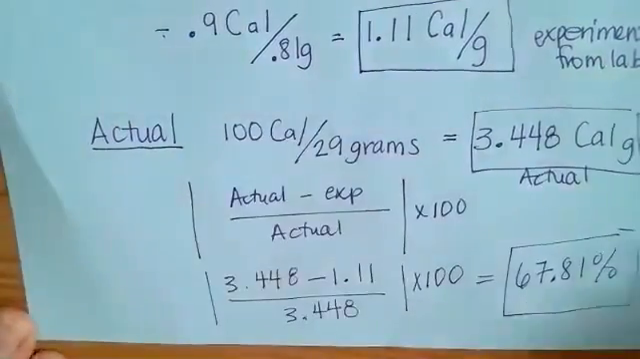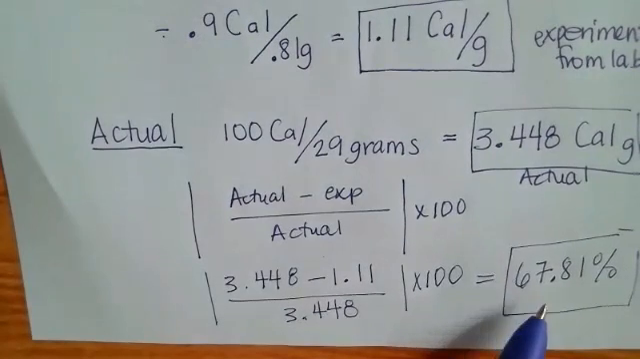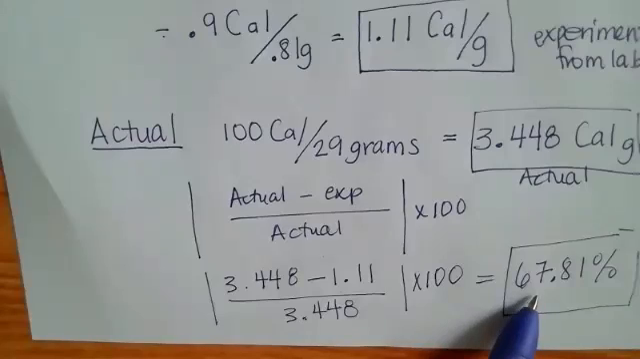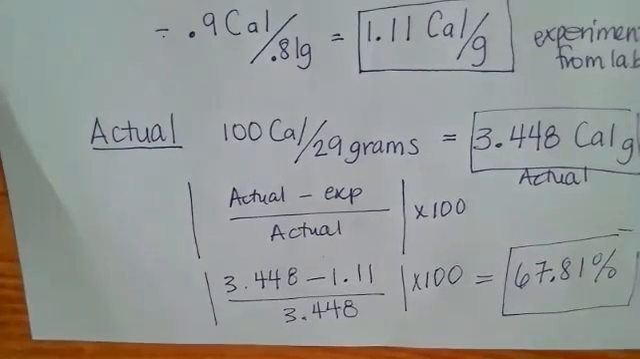So 67.81%, that's not bad, because this is an actual lab that I performed in class. 67% error sounds high, but considering that we're just using an open flame and collecting through a calorimeter made from a pop can, that's not a bad percent error. I'm going to stop the recording right now.